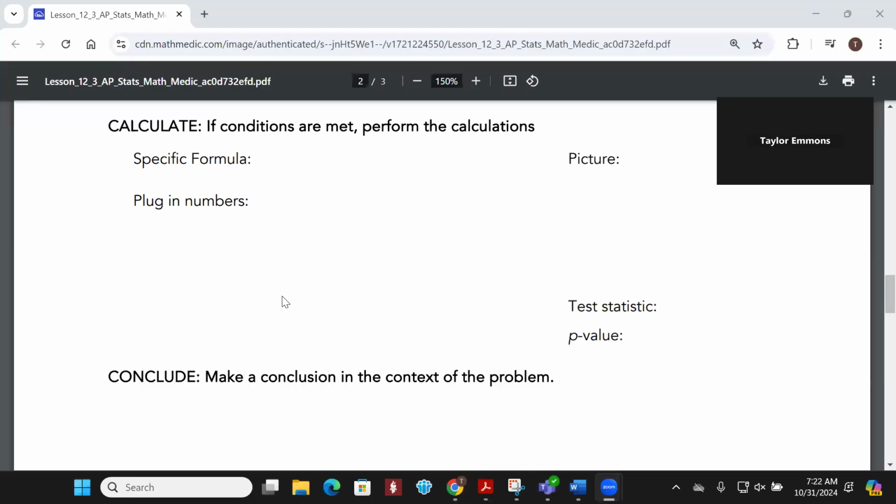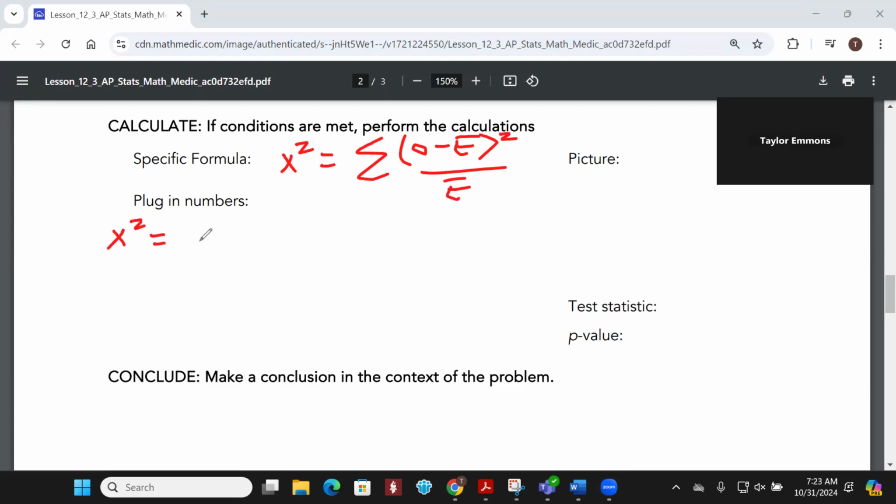Now, the specific formula for this is chi-squared equals the summation of observed minus expected, squared, divided by expected. You've seen this before in your science classes and in some algebra classes as well. Okay, so now we're going to actually plug in the numbers.